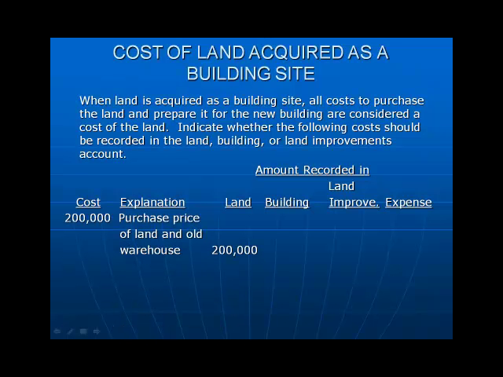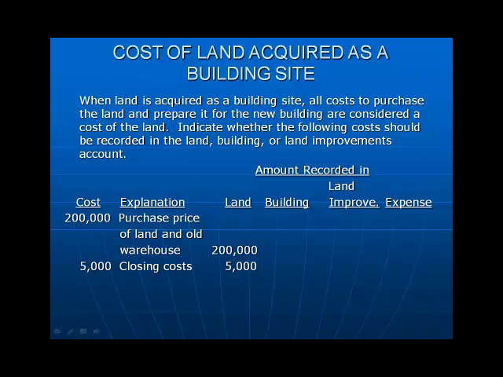Now the first cost we have is $200,000. It's the purchase price of the land and the old warehouse. You'll notice that it all goes to land, because the primary purpose of this purchase is for the land, to demolish the old building and build a new building on it. So we're not buying it for the old warehouse, we're buying it for the land only. So we're not going to allocate any part of the money to building, just solely to the land.